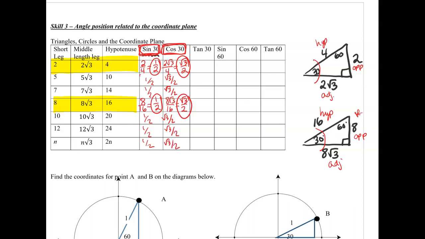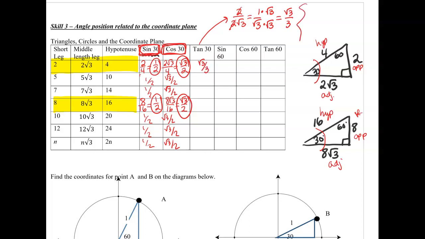Now let's look at the tangent of 30. Tangent is opposite over adjacent. So I'm going to write that over here. It's 2 over 2 rad 3. The 2's will cancel, and that gives us 1 over rad 3. And like we talked about last time, we can't keep that radical in the denominator. So when I adjust that, I get rad 3 over 3.